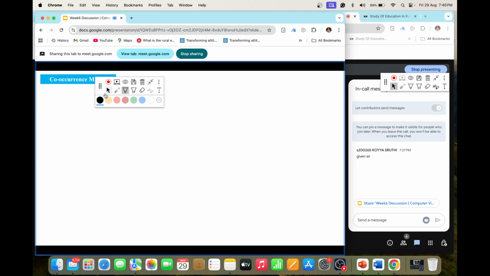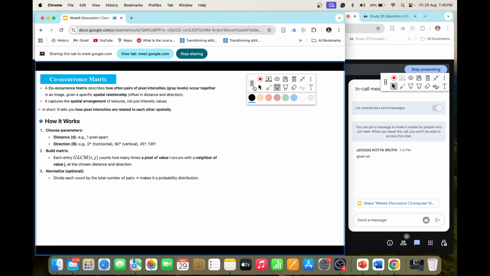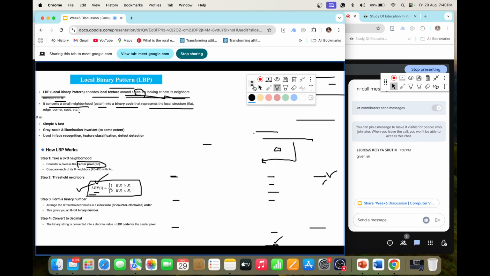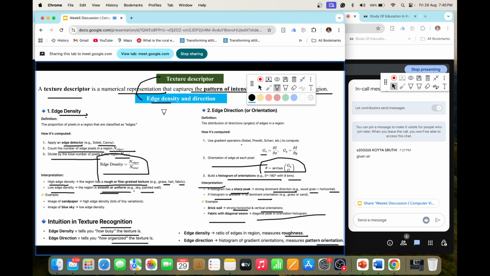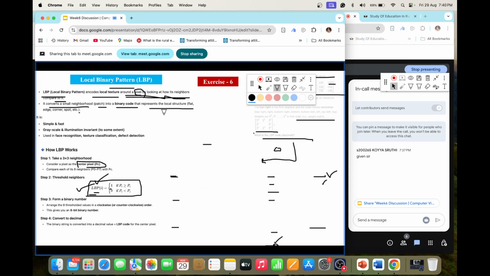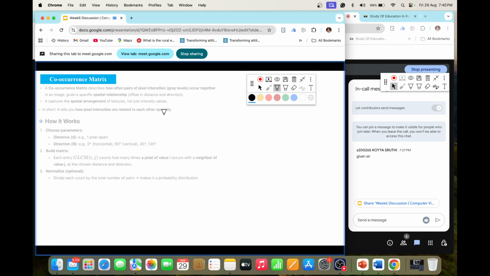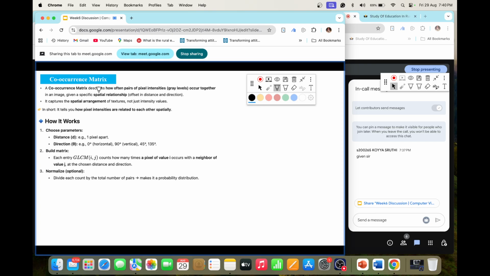Okay, so now the second thing is co-occurrence matrix. This is the third type of texture descriptor. First type is edge density and direction, second is local binary pattern, and third we have this co-occurrence matrix. Co-occurrence matrix describes how often pairs of pixel intensity occur together in an image given a specific spatial relationship. It captures the spatial arrangement of the texture, not just intensity values.